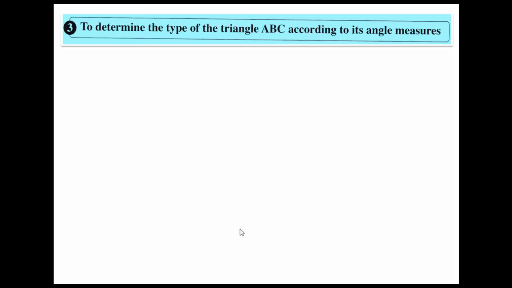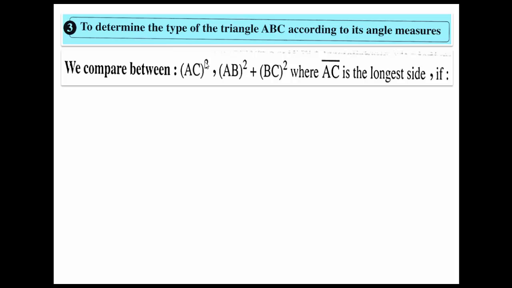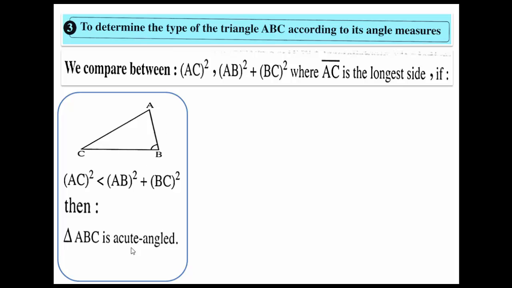Number 3, to determine the type of triangle ABC according to its angle measures, we compare AC squared with AB squared plus BC squared, where AC is the longest side. First case, if we have AC squared smaller than the sum of the squares of AB and BC, then triangle ABC is an acute angled triangle.